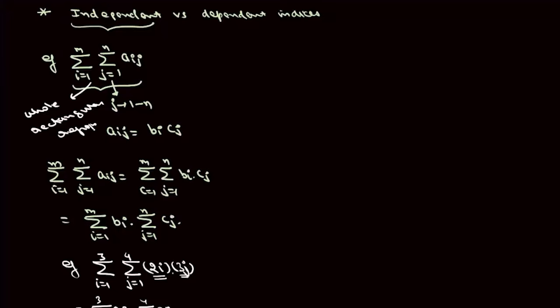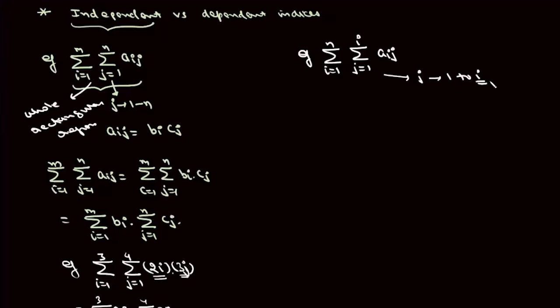But in case of dependent indices, say for example, we have this summation i varies from 1 to n, and this summation j varies from 1 to i, a_ij. Now in this, j does not run from 1 to n. Instead, this j runs from 1 to i. So its upper limit is i.